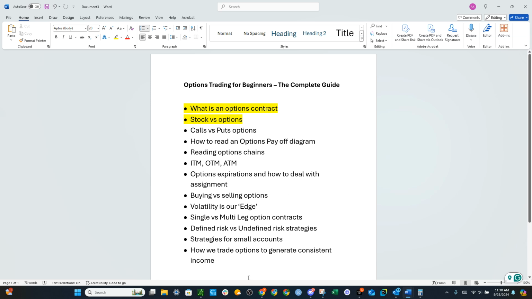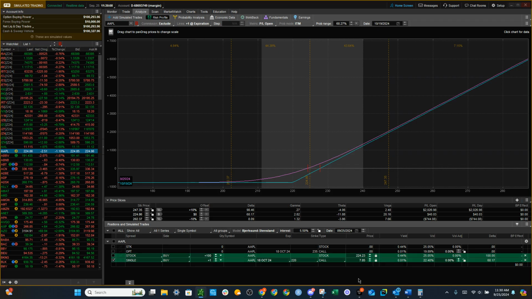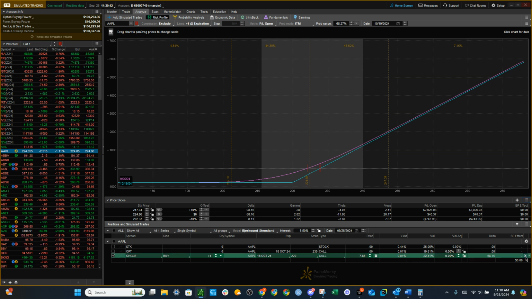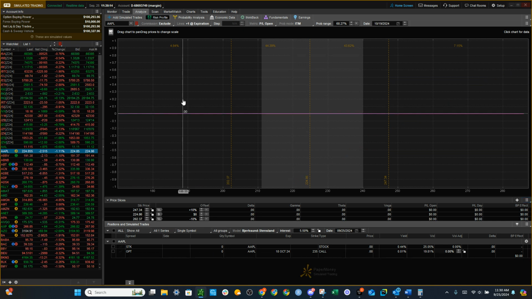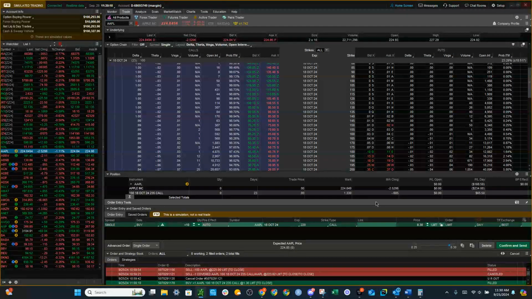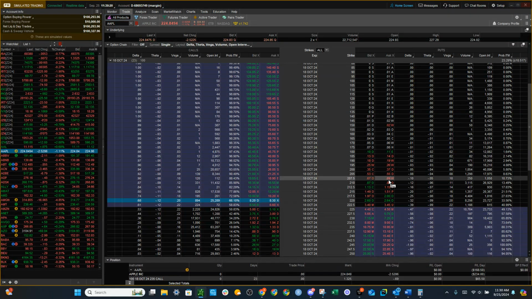The next one is calls versus puts. I want to show you how the long side and the short side differ. So what's a long call? I think I've shown you long calls and long puts, but now let's go through actually hitting the confirm and send button and trying to buy it. So we are first trying to buy a long call.